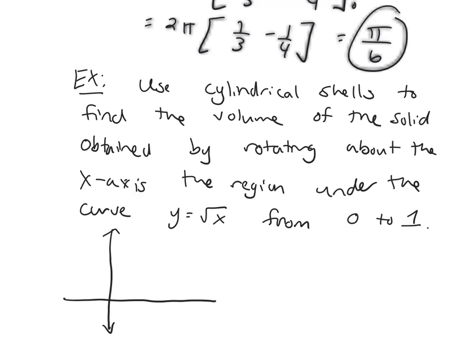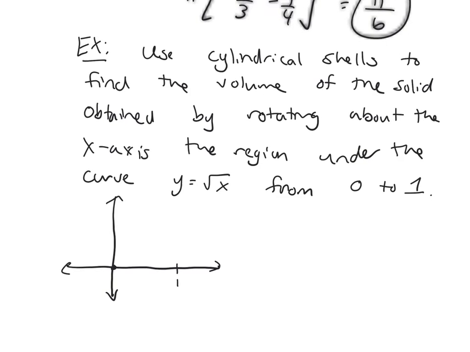So let's look at our region here. I'm looking at the square root function between 0 and 1. It's 1. And it's this curved kind of function here. And I'm only looking between 0 and 1. So this is my region right here, this little hill-shaped object. And I'm rotating, they tell me, about the x-axis.